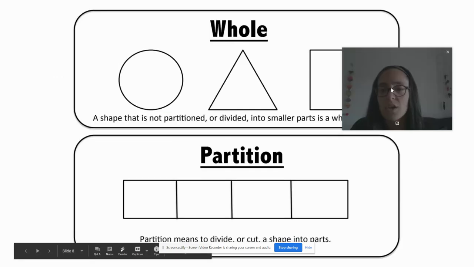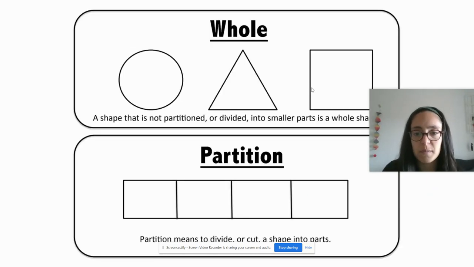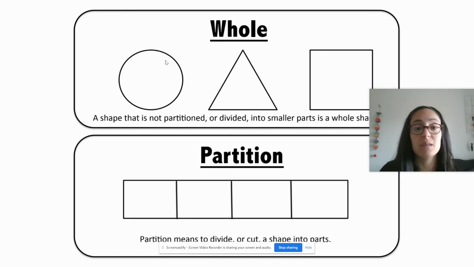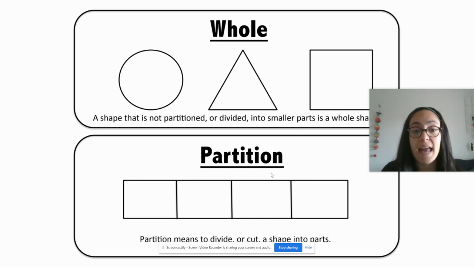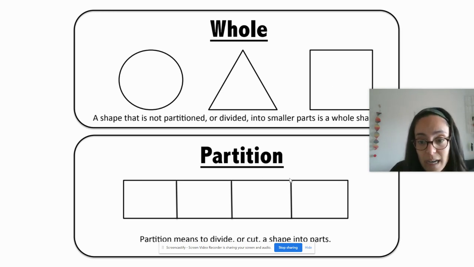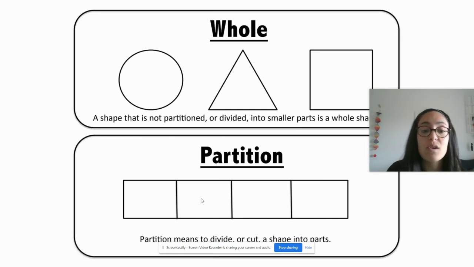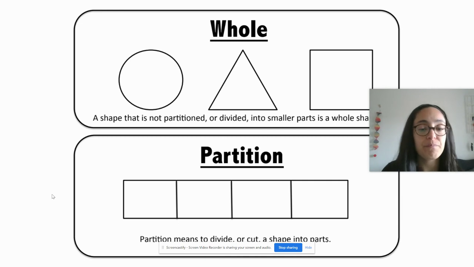So now we're going to talk about wholes and partitions. We know that a whole is something whole. It's not divided into smaller parts. So there are no lines that space out this circle, the triangle, the square. It is one whole. And when we partition it, this outside line is a whole, and I break it into 4 different pieces. So when you partition it, it means to cut the shapes into parts.